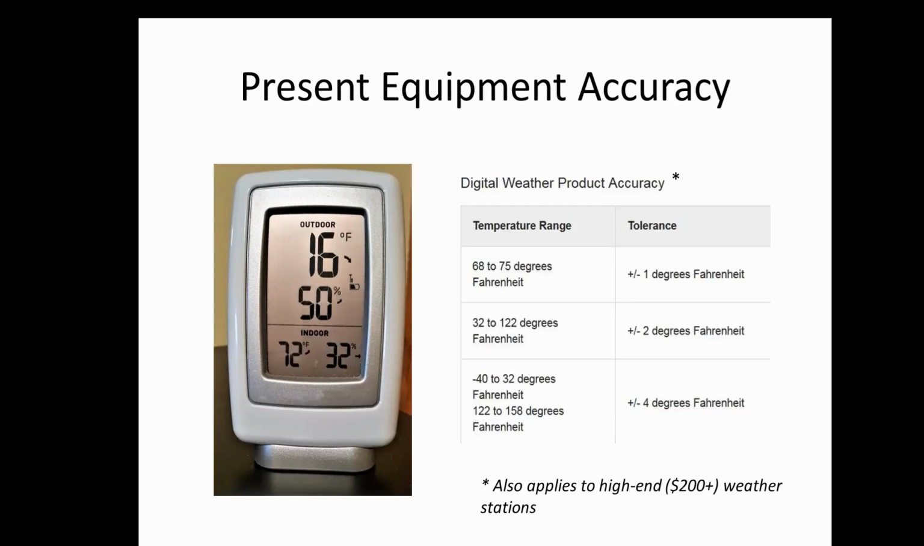So my first step is to look at a device I have now in my home, which is a digital indoor-outdoor thermometer, and here's a photo of it, to investigate what a typical accuracy is. As you can see in this photo, on the top it's got the outdoor temperature. When I took this photo, a cold spell had just come through, and the outdoor temperature was 16 degrees Fahrenheit and dropping. You can see the arrow going down, and a humidity outside of 50%. Indoors, on the lower side, it was 72 degrees and 32% humidity.